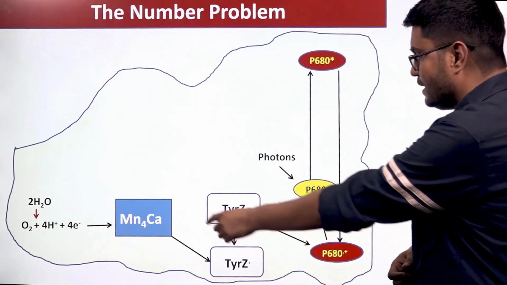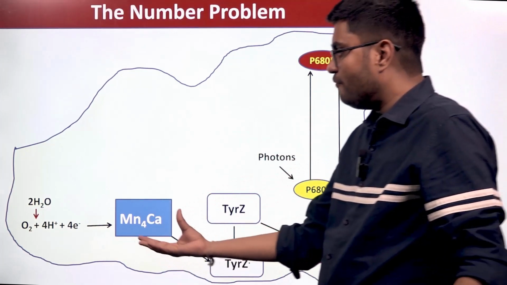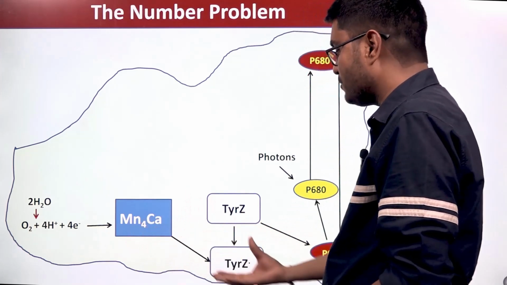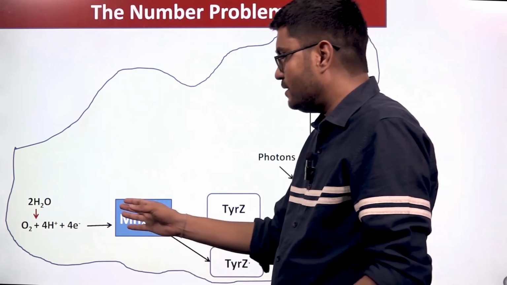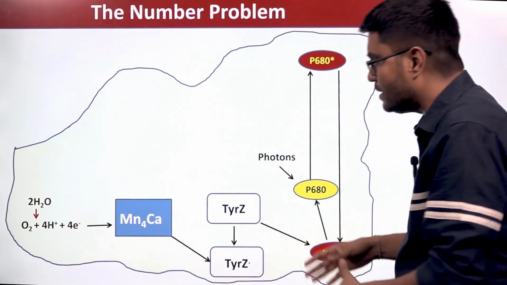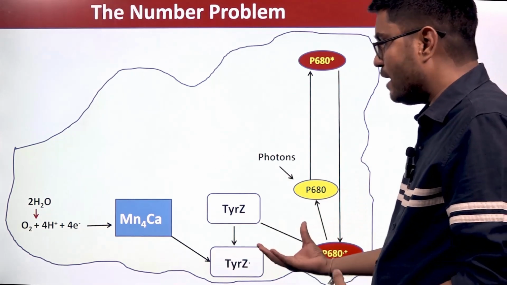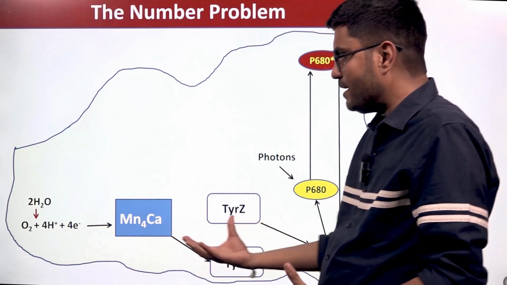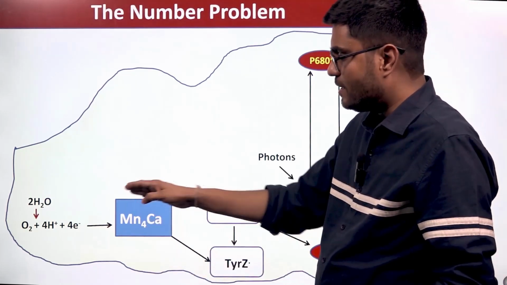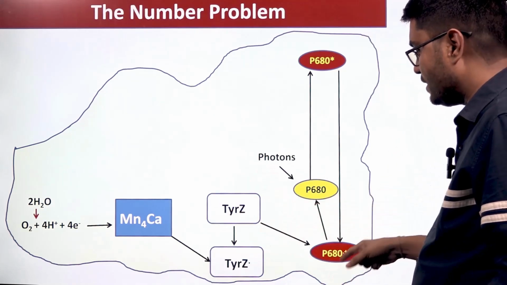Now the second time, the second electron will come from manganese, the third time the third electron will come, the fourth time the fourth electron will come. Ultimately, once 4 electrons are donated by the manganese 4 calcium complex to the Z scheme, then the whole complex will accept 4 electrons which are simultaneously released by water. So this is how the number problem is being solved, and we call this whole thing the oxygen evolving complex, which has intermediates between water and P680, where 4 electrons can be simultaneously transferred to manganese 4 Ca, which gives 1 electron at a time to tyrosine, and tyrosine gives 1 electron at a time to P680.